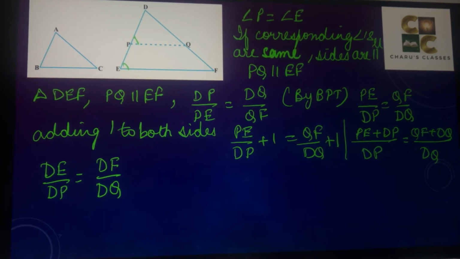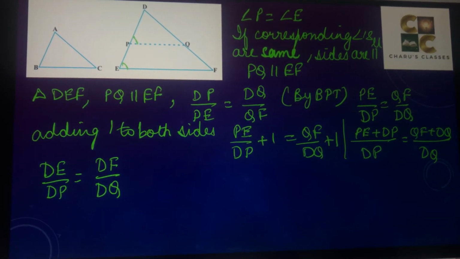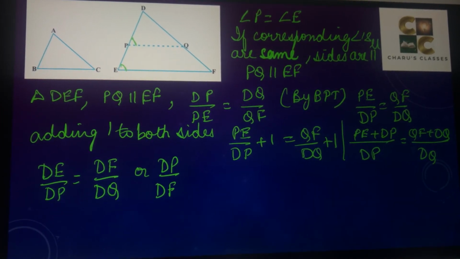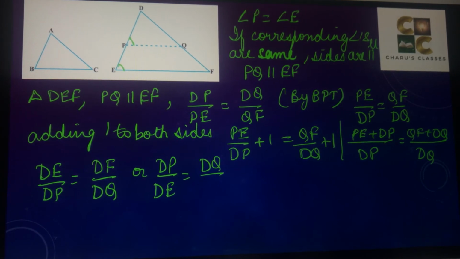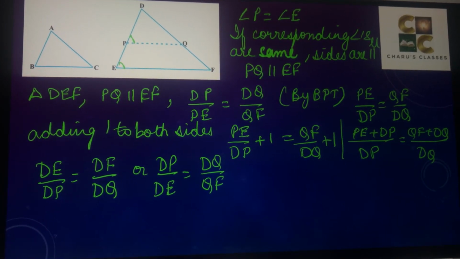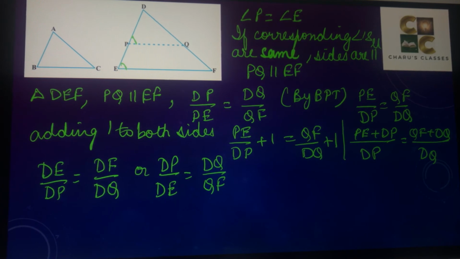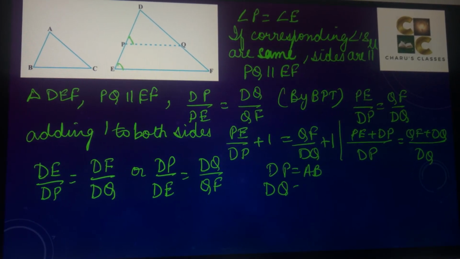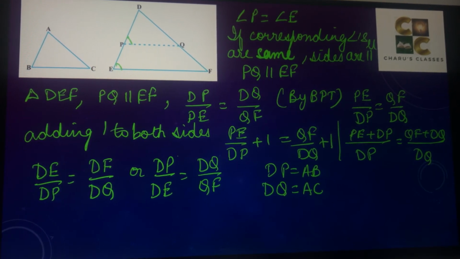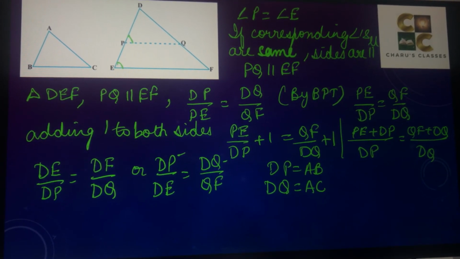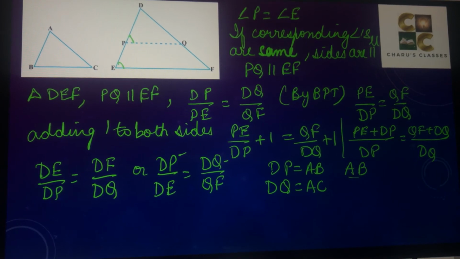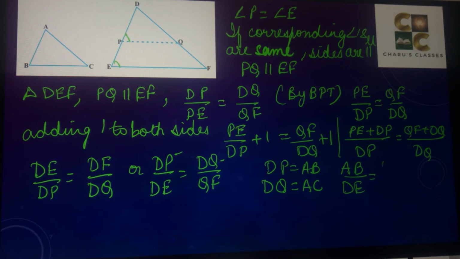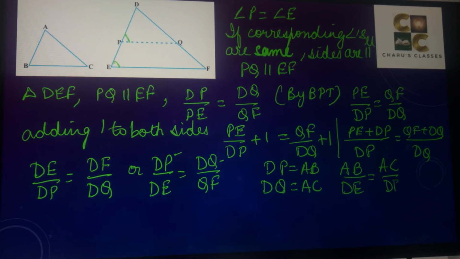So now in this we are having DE by DP, we can flip it over. We can say DP by DE is equal to DQ by DF. We already know that DP is equal to AB and DQ is equal to AC. So in place of DP and DQ here, we can put these values, and we have AB by DE is equal to AC by DF.